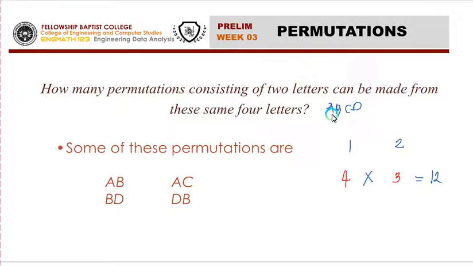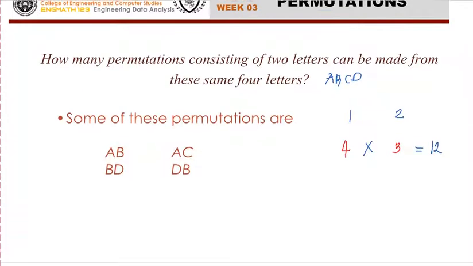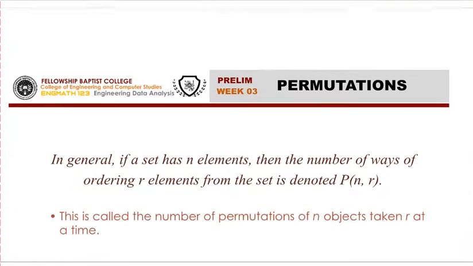So, we have 4 times 3 is equal to 12. So, this is now the answer para sa permutations of duwa ka letters halin sa apat ka possible letter choices. So, we have 4 times 3.